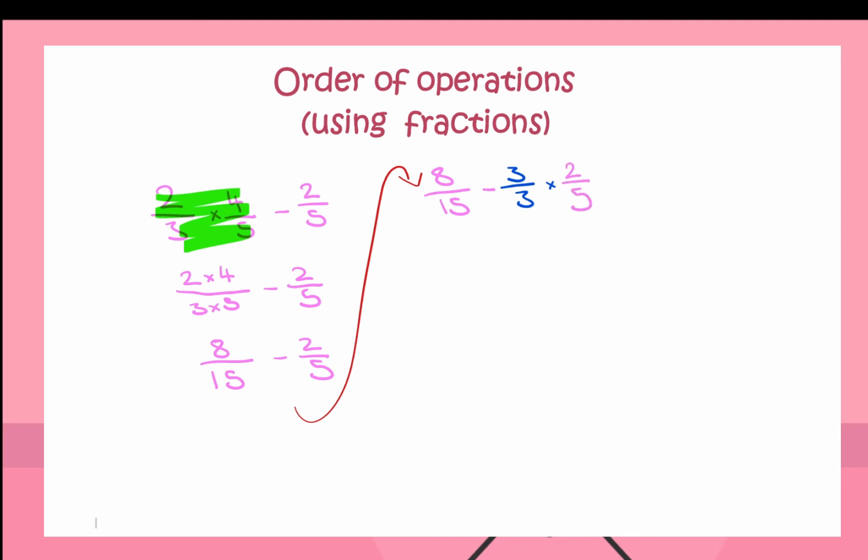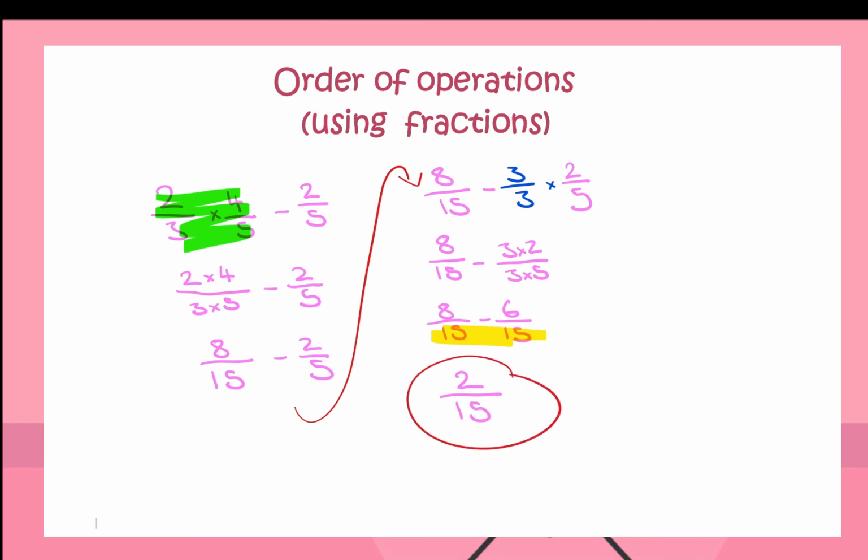So 8 over 15 minus 3 times 2 over 3 times 5. So 8 over 15 minus 3 times 2 is 6. 3 times 5 is 15. Our denominators are the same, so now we can just simply subtract the two numerators. So we get 8 minus 6 equals 2 over 15. Okay.